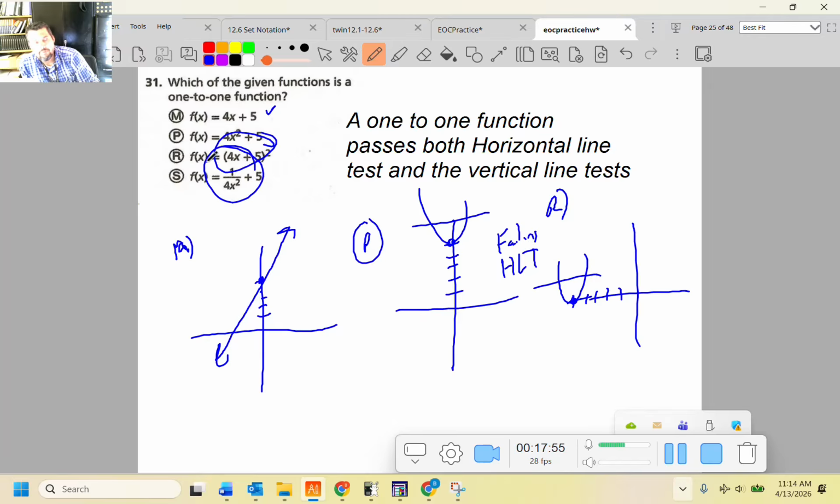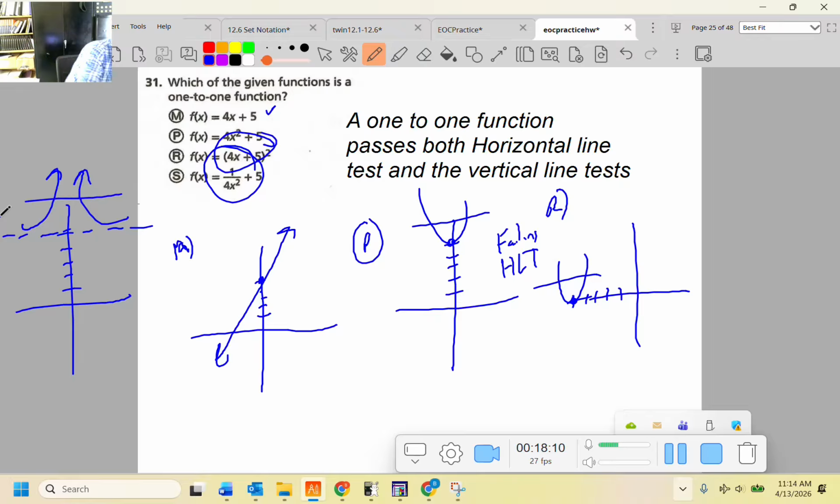You were not required to memorize this one, but it looks a little bit like this. And it also fails the horizontal line test. So it's choice A. A is the only one-to-one function up there.